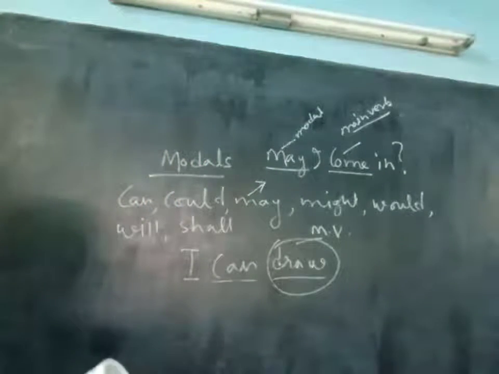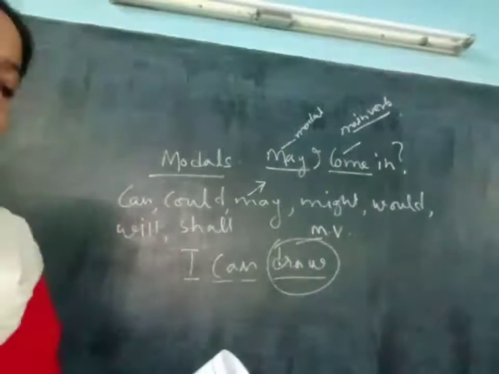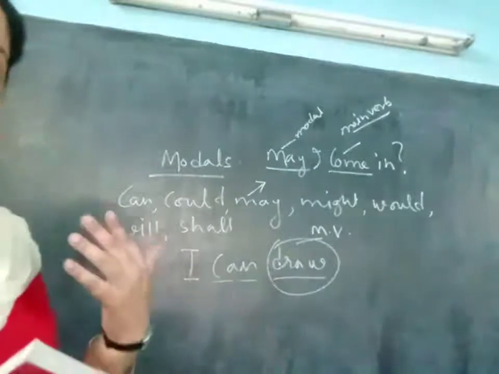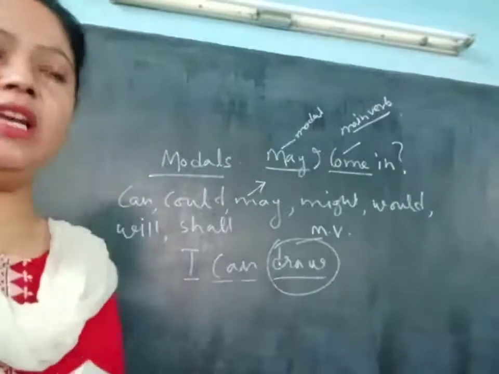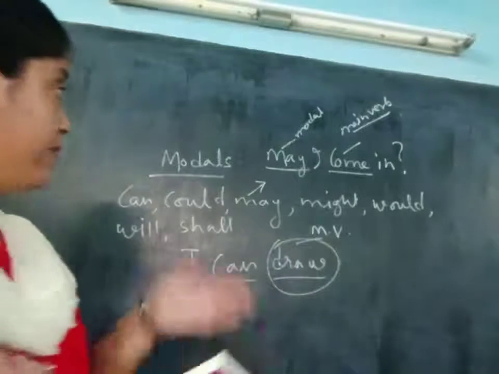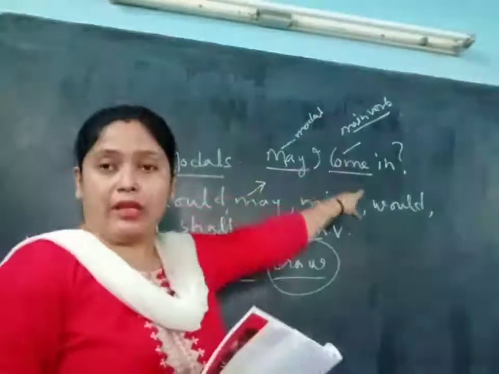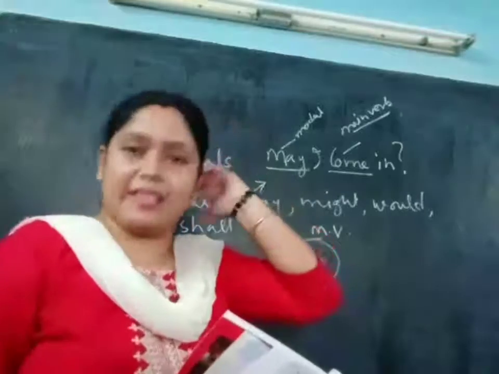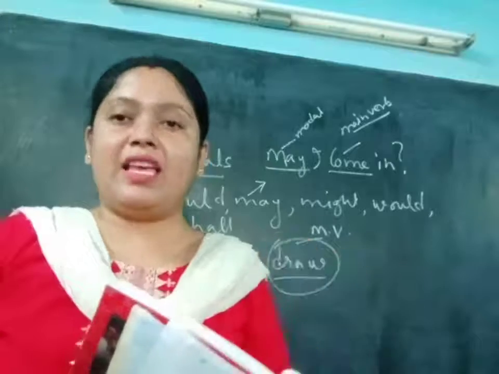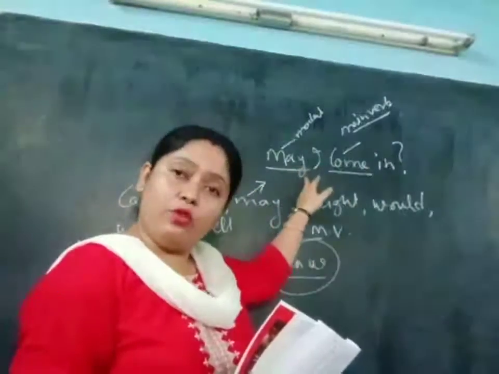So where we can use these modal verbs, generally we express the meaning. Suppose when we are taking permission, or when we are expressing possibility, certainty, or necessity, at that time we use these kinds of modal verbs. Suppose here I have written, may I come in. When we are just asking permission, that time we are saying may I come in. We are using these modal verbs.